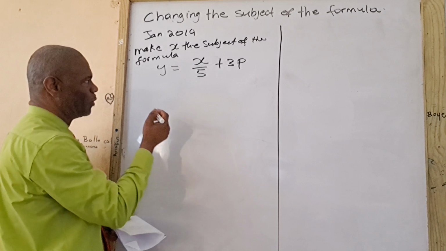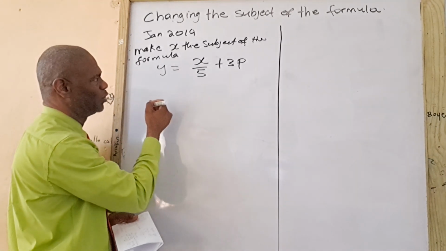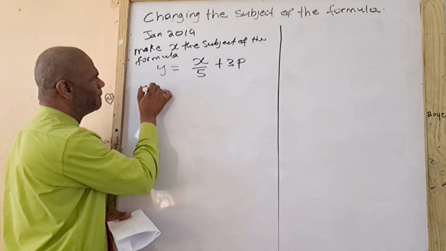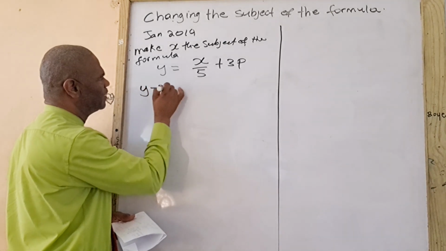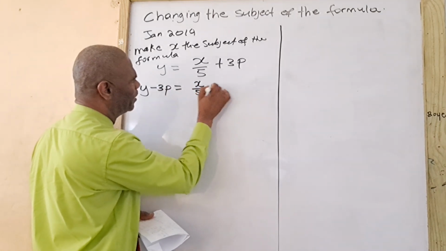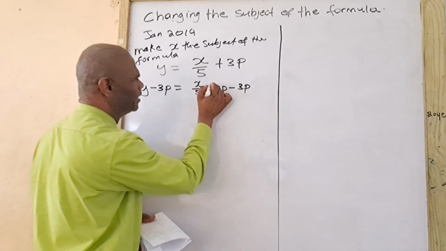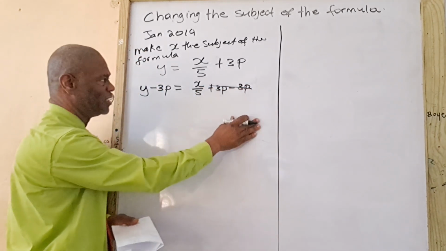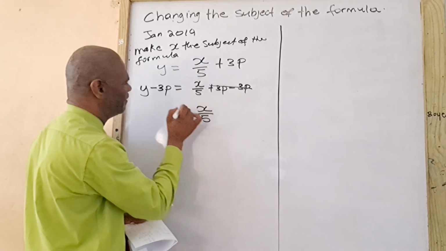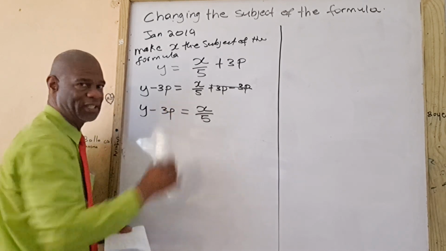So we do what? We subtract. We are going to subtract 3p from both sides of the equation. So we will have y minus 3p equals x over 5 plus 3p minus 3p. This cancels, so 3p minus 3p is 0. So on this side we are left with x divided by 5 equals y minus 3p.